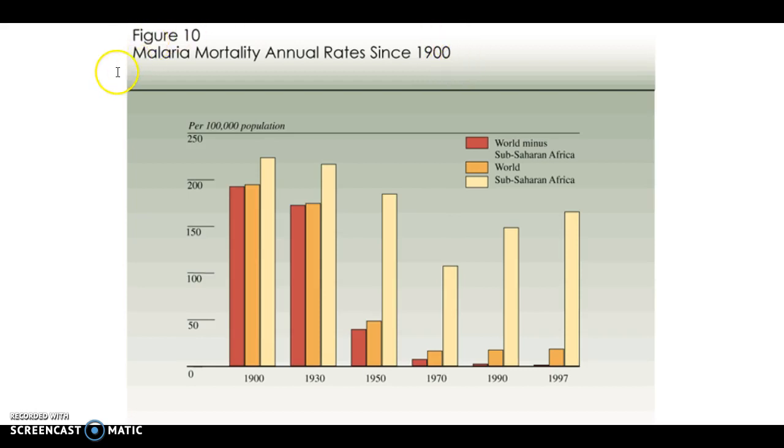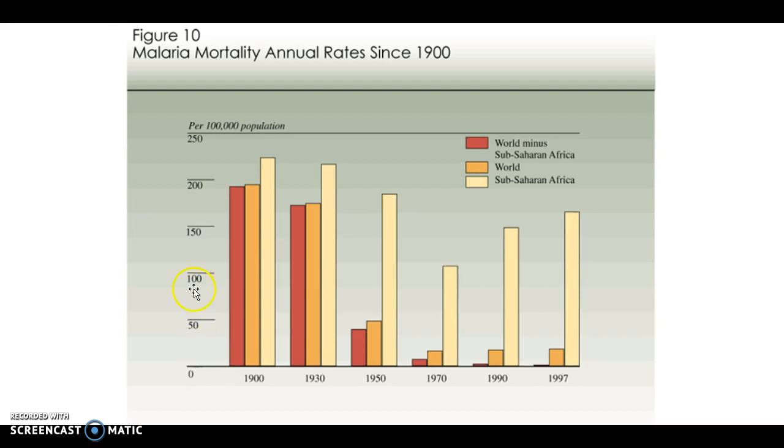So we're talking about the past 100 and some years, and we go down and we look: 1900, 1930, 1950, 1970, 1990, 1997. So basically almost over 100 years. We also notice that there are 3 bars for each year. A red one that relates to the world minus sub-Saharan Africa, the whole world, and here relates specifically this tan color to sub-Saharan Africa. And we begin to look and say, okay, what is the overall trend?